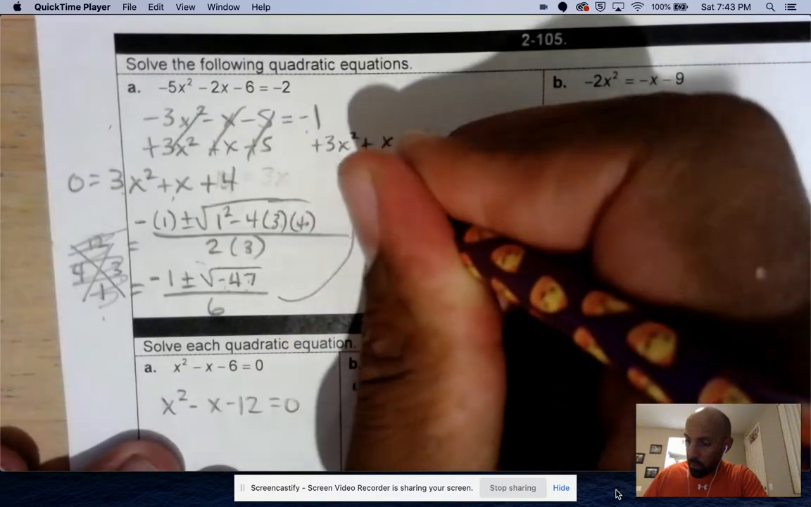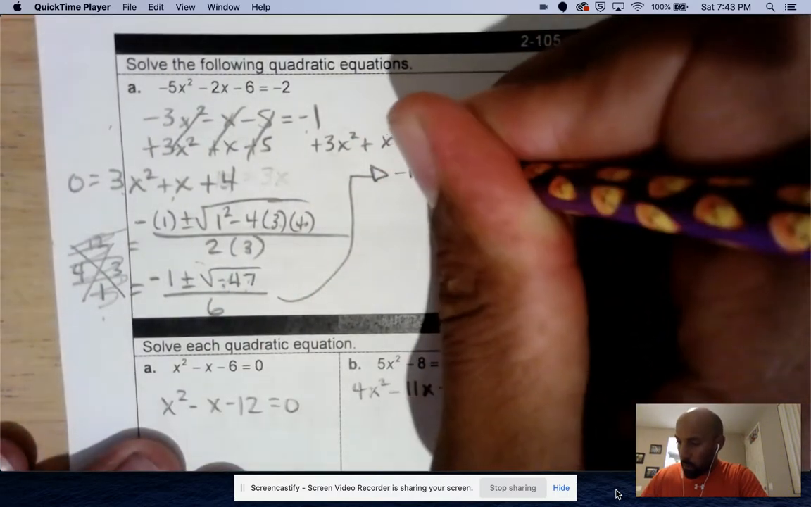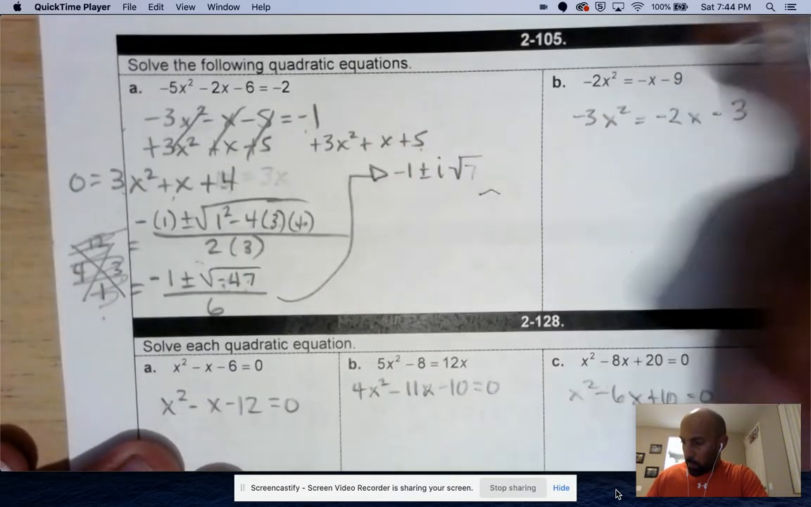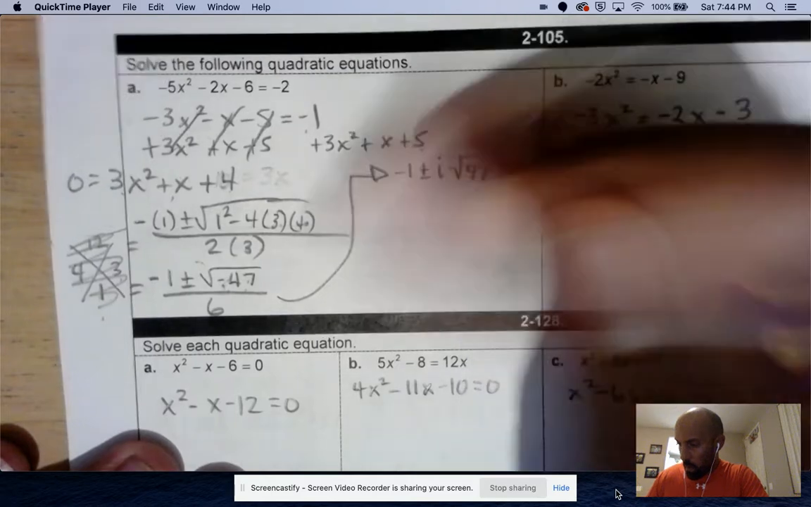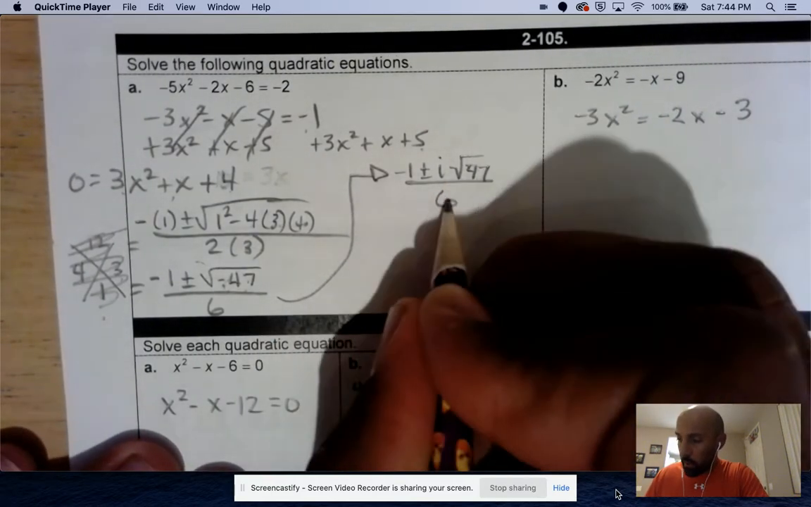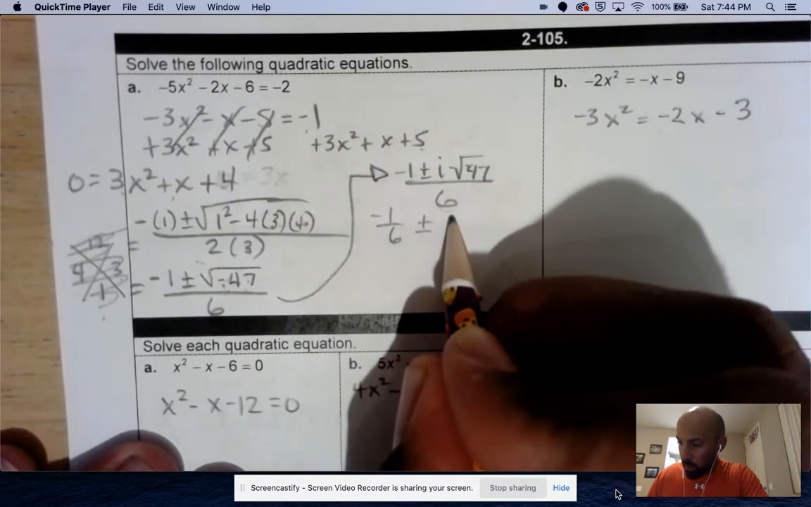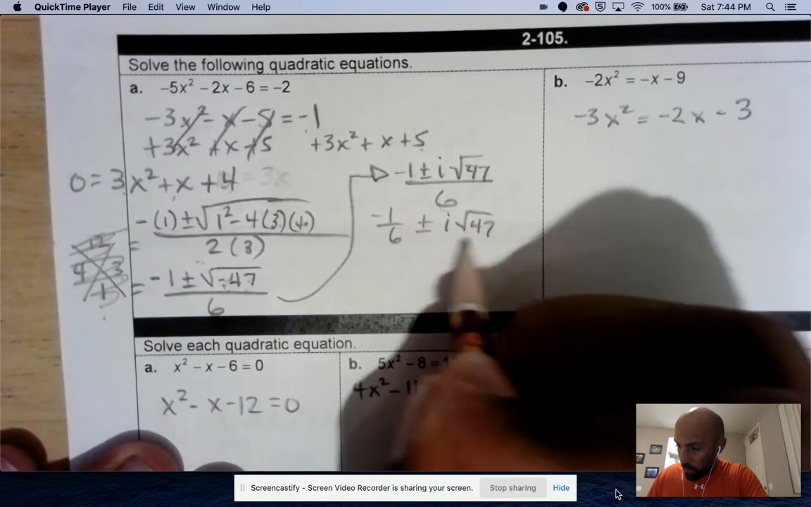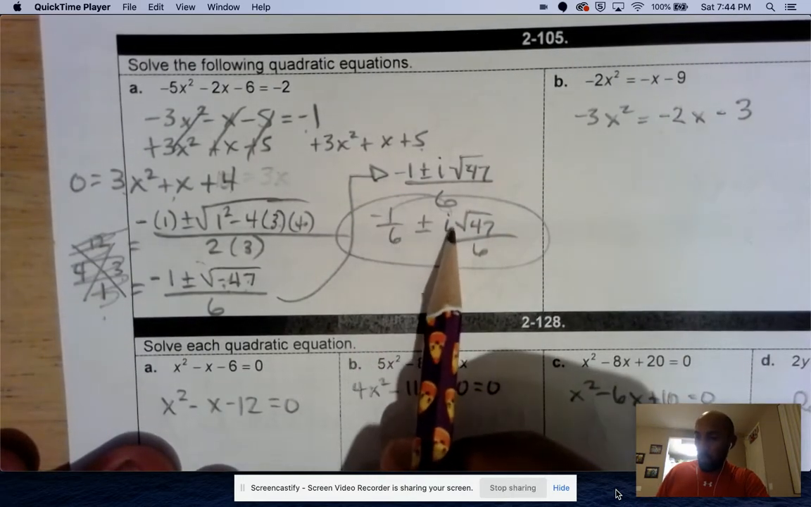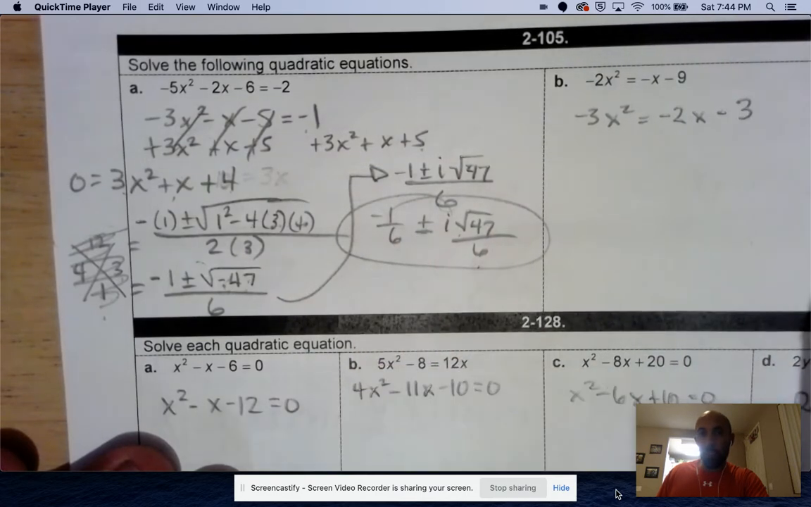So let's bring this up here. Remember what I told you, if you had a negative under the square root, just put i outside. And put that over 6. And now remember, an imaginary number has 2 parts. So I put the 6 under the -1, split it up, and I put the 6 under the i times the square root of 47. And there's your solution: -1 over 6 plus i square root of 47 over 6, and the same thing subtracted.